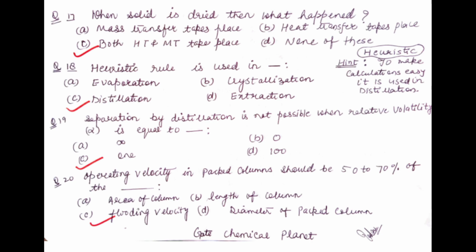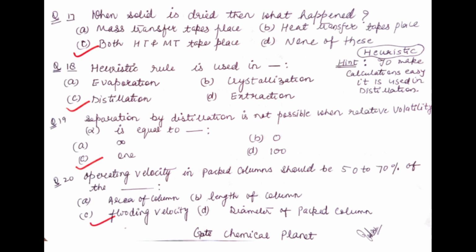Question 17. When a solid is dried, then what happens? The options are: mass transfer takes place, heat transfer takes place, both heat and mass transfer take place, or none of these. So student, when a solid is dried, two types of processes occur. First is mass transfer as well as heat transfer. Both processes take place. So here option C is correct.